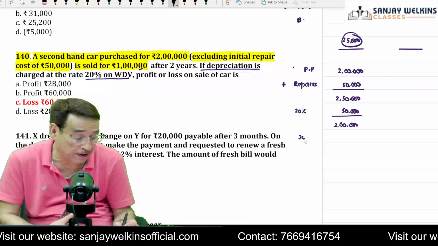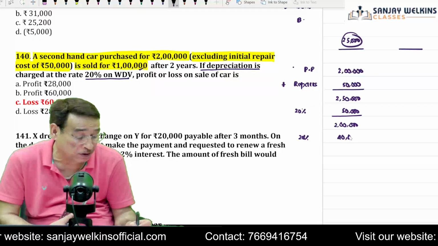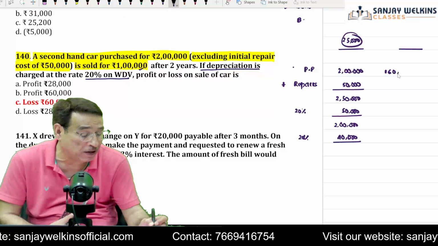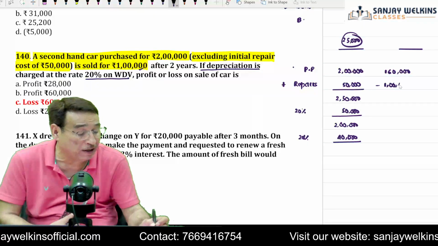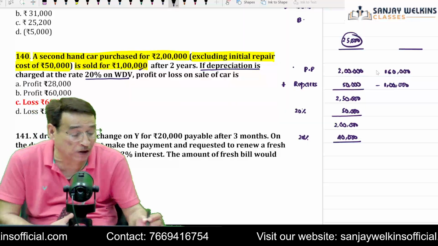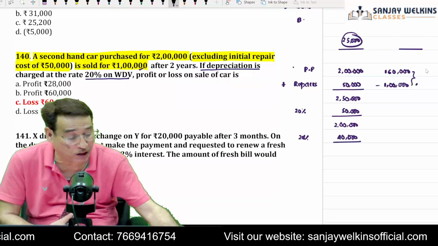Then in the second year, I'm again going to charge the depreciation, which will be equal to 40,000. So the written down value at the end of the second year will be equal to 1,60,000. And at the end of the second year, we sold it out for rupees 1 lakh. So that means my profit will be 60,000. Sorry, in this case, my loss will be 60,000 because 1,60,000 worth of item is being sold out for rupees 1 lakh.